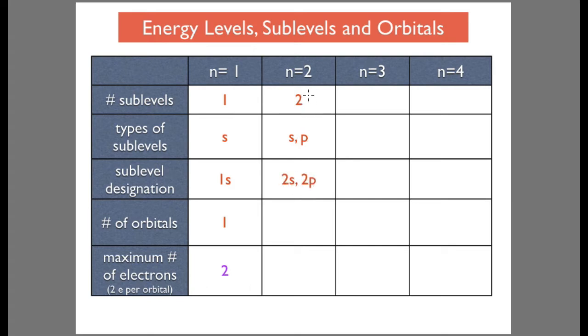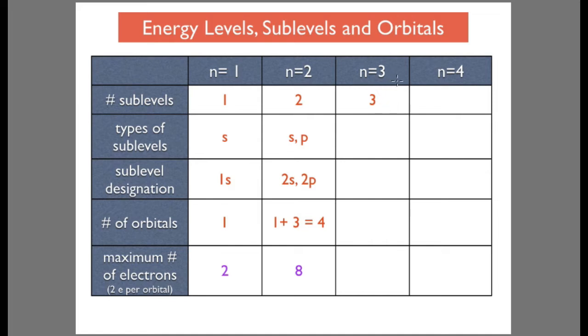Second energy level, and s and p, 2s, 2p. Number of orbitals: the p, there's 3 types. S, there's 1 type, so 4 altogether. And because there's 4, and each can hold 2, it can hold a maximum of 8 electrons.